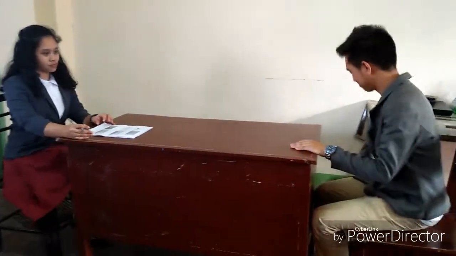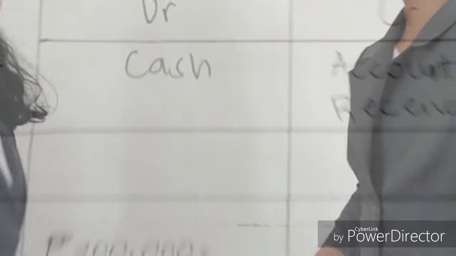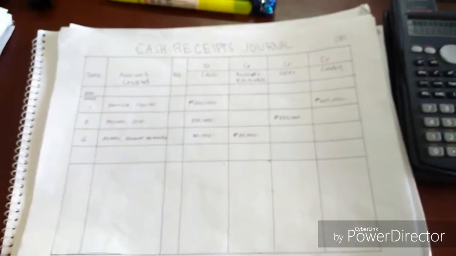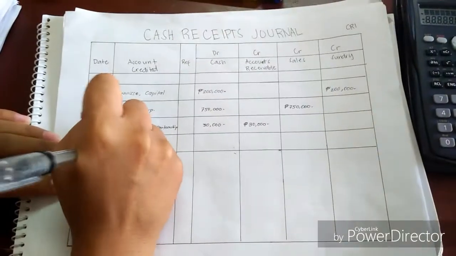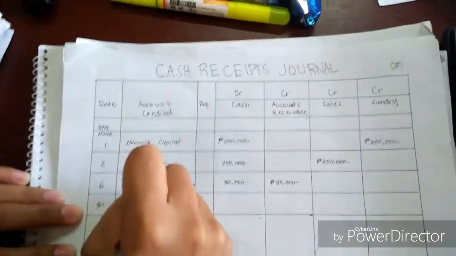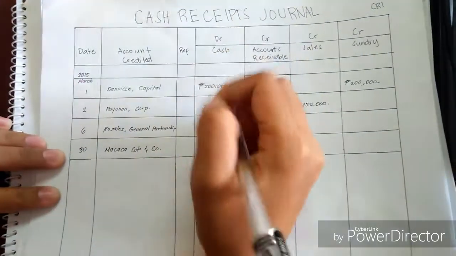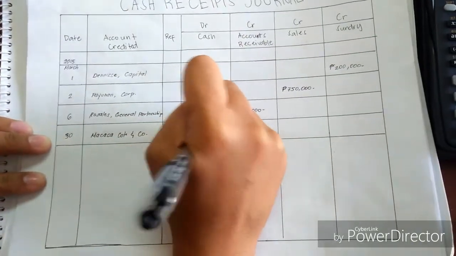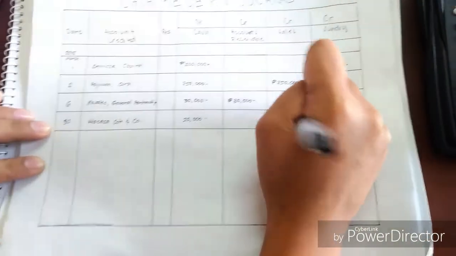This scene shows that the company receives an investment worth 25,000 pesos cash from Macasa Company. Cash receipts journal. The date of the transaction is entered in the date column. A brief explanation of the transaction is entered in the description column. The column titled Reference is left blank when the journal entry is made. This column is used later when the journal entries are transferred to the ledger accounts.